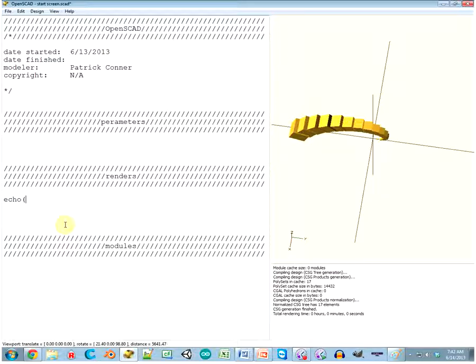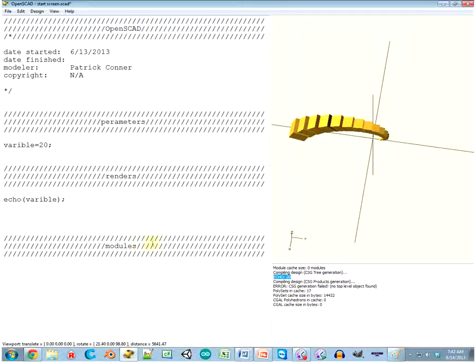So you type echo, and then a parenthesis, and then you need a variable for this. So let's make a variable. Variable equals 20. Then we echo variable. So now, echo of variable is 20. And you see that down here where it says echo, colon, 20. See, it's echoing. It's telling us what the variable is.